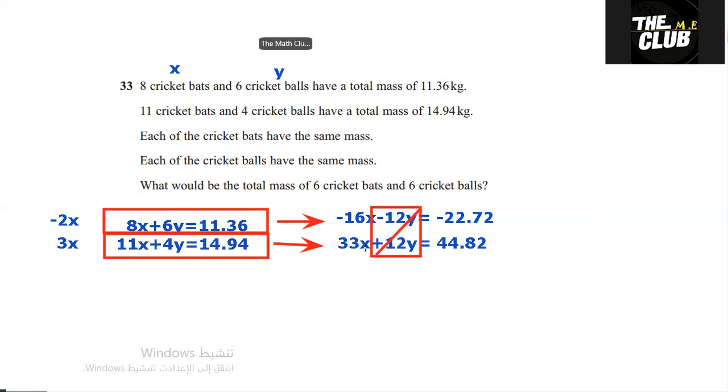So I have 33x minus 16x. So 33 minus 16, I'll do it here. 33 minus 16 equals 17. So the answer is 17x, and then equal 44.82 minus 22.72 will equal 22.1, like this. Okay.